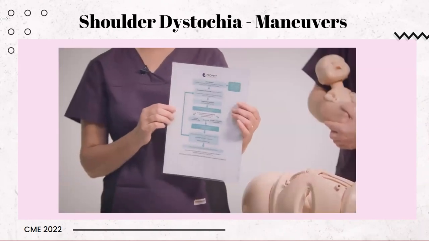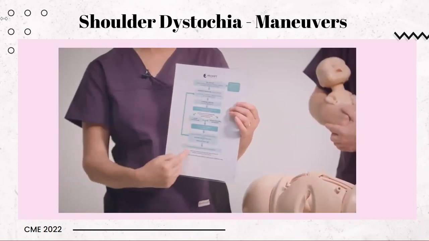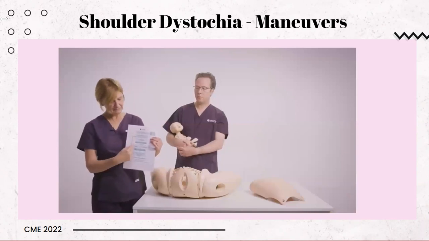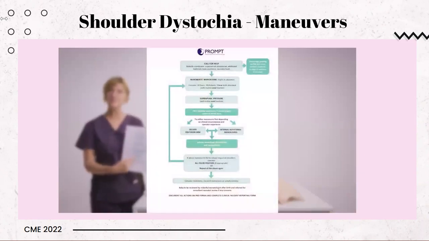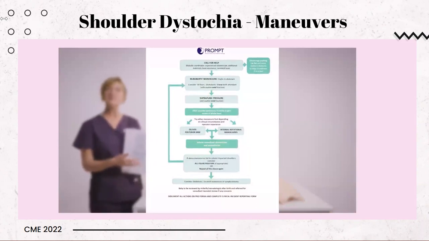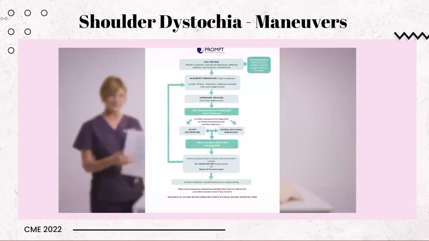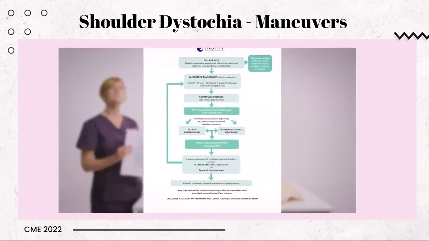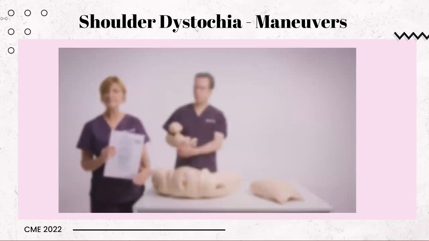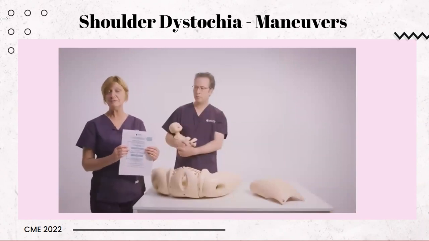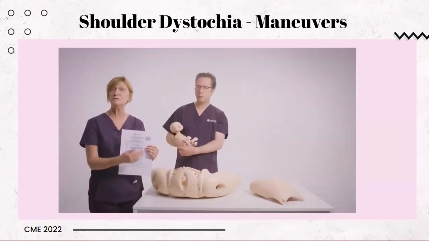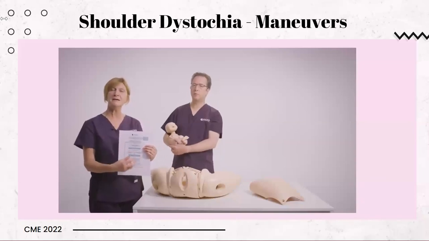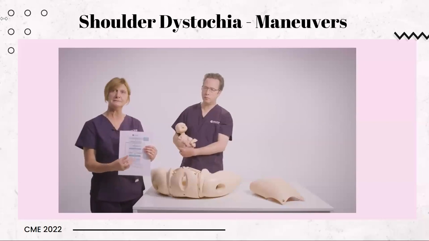This is the RCOG algorithm, which lists all of the maneuvers that we've just demonstrated here now. You can see that you take a step-by-step approach to the maneuvers. If you get to the bottom and you've found that they haven't worked, it recommends you go back to the start and start with the McRoberts maneuver again. So take the legs out and put them back in. It may be appropriate, if the mother's mobile, to put her onto all fours position, because just the movement into all fours may be helpful at releasing the shoulders.